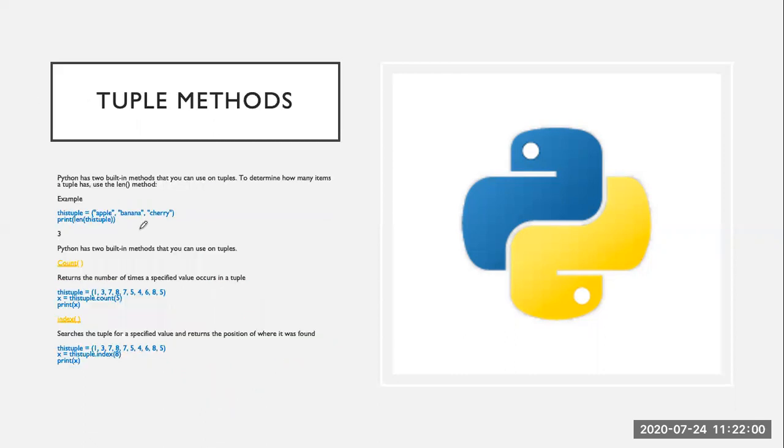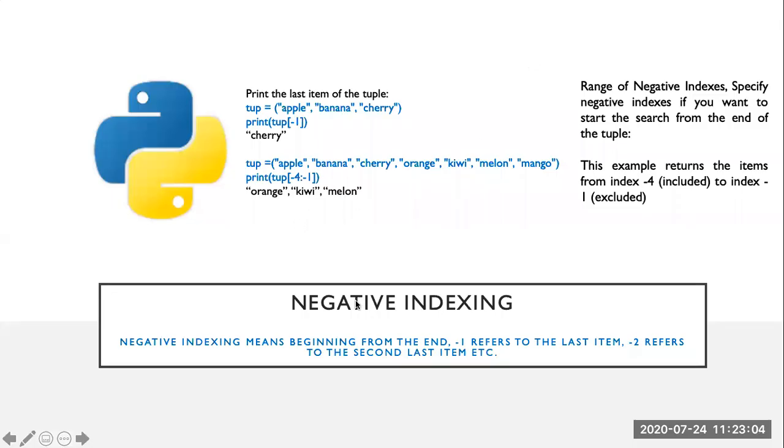Okay, negative indexing. Negative indexing means beginning from the end. In case we want to access items from the end of the tuple, we will use negative indexing, which is also used in lists. For example, in this case, if we want to access the last item, we will refer to -1. -1 refers to the last item, and -2 refers to the second last item in the tuple.